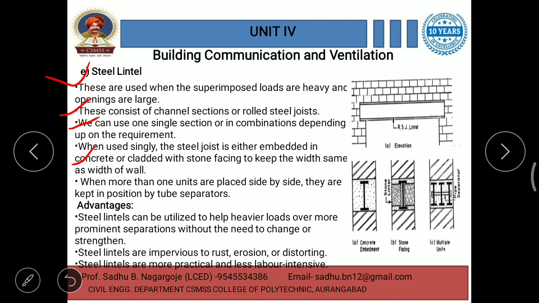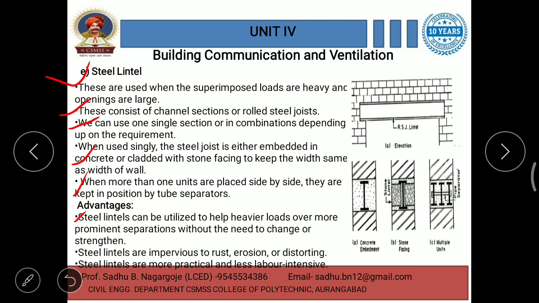These are some conditions. When more than one unit is placed side by side, they are kept in position by tube separators. Okay, the advantages: steel lintels can be utilized to help heavier loads or more prominent separations without the need to change or strengthen. Steel lintels are impervious to rust, erosion, or distorting.